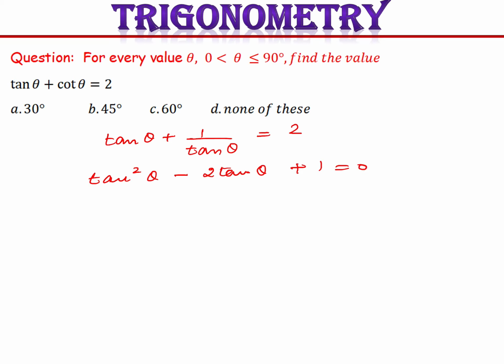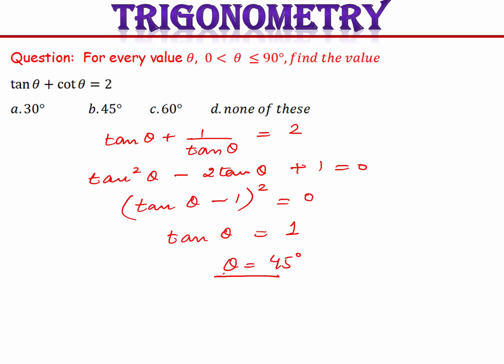I can see here I have a quadratic. I can solve it by middle term splitting, or here it's a simple one, so I can write (tan theta minus 1) whole square equal to 0, which means tan theta is equal to 1. So your theta angle is 45 degree. So my answer is option B. Option B is the correct answer. It's a very simple one. You just write cot theta as 1 by tan theta, make it a quadratic, solve by middle term splitting, and you simply get your answer.